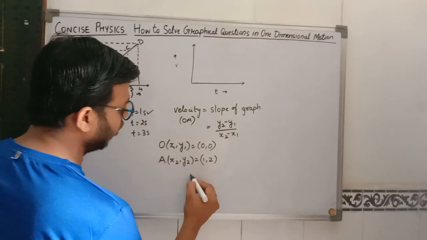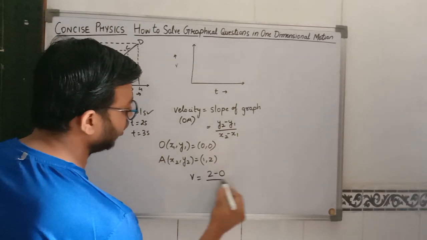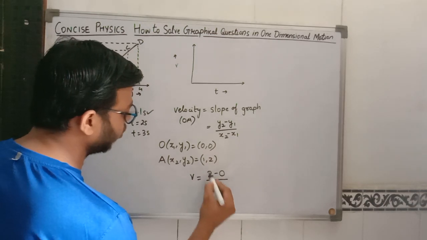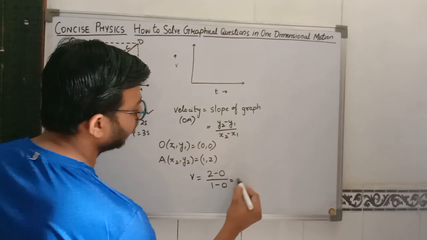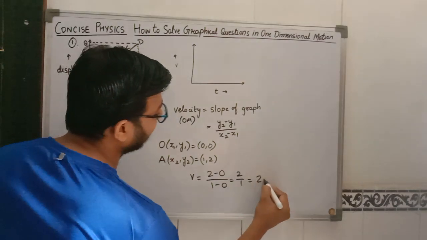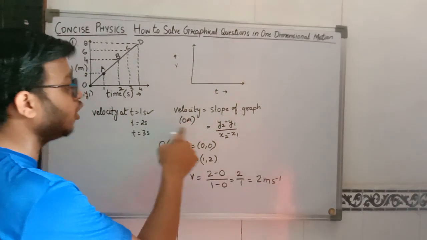So now apply the values. Velocity is equal to y2 minus y1, so 2 minus 0, upon x2 minus x1, so x2 is 1 minus 0. So the answer is 2 by 1. Finally, the velocity will be 2 meter per second in the part OA.